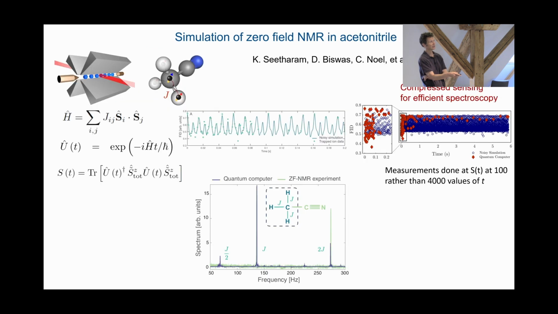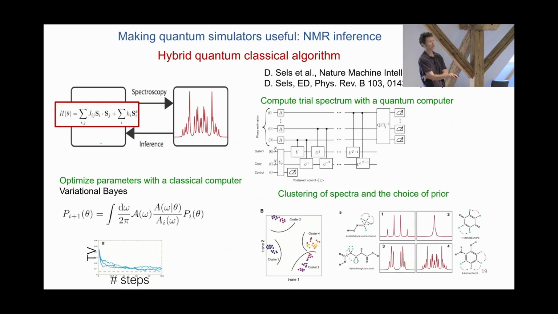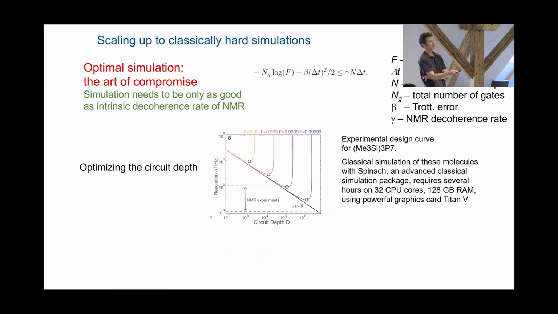Remember, I showed you these spectra. This is the actual experimentally measured spectra. They have an intrinsic width. So when you do a quantum simulation, you don't need to do better than this intrinsic width. And therefore, for a given infidelity, you can then find the number of gates that optimizes the accuracy of your calculation, and then you can compare to the decoherence rate of the molecules which are relevant.